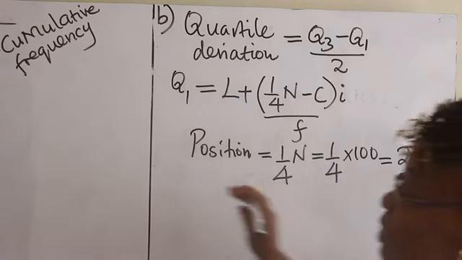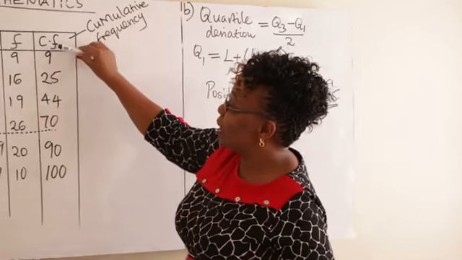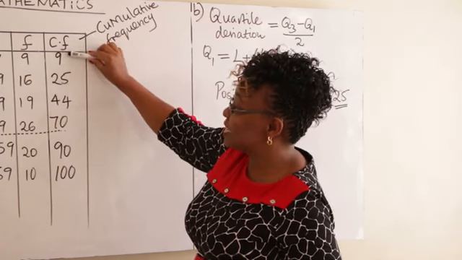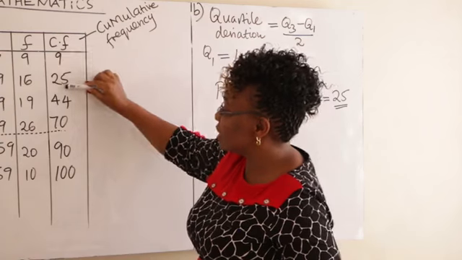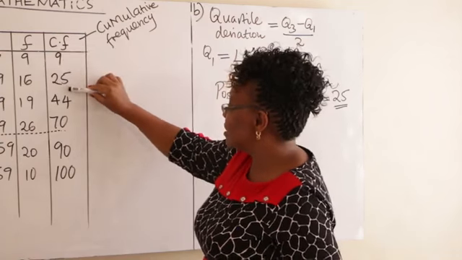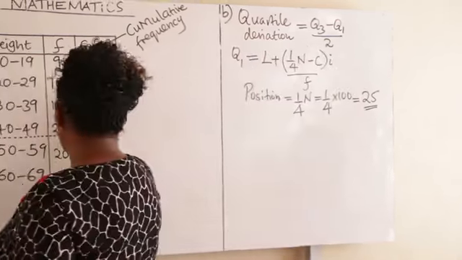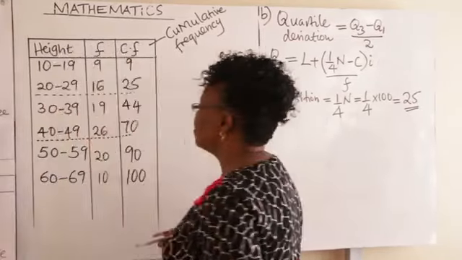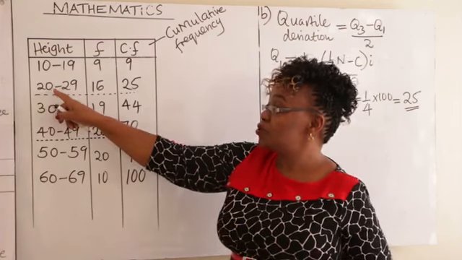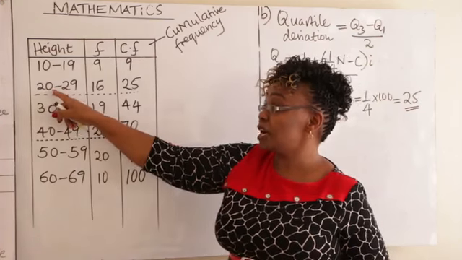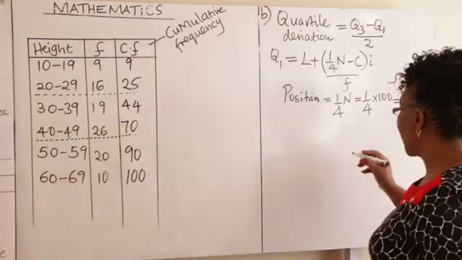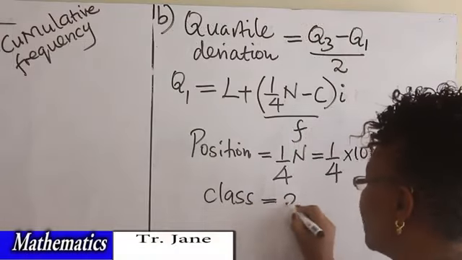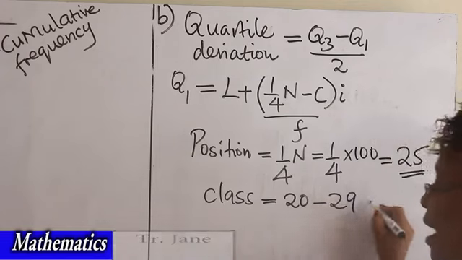Therefore, with that, you go to your frequency distribution table. Go to the column of cumulative frequencies. Check for 25. Come and underline this. It means that you are going to deal with this class. Your lower quartile falls under that class, and therefore the class is 20 to 29.